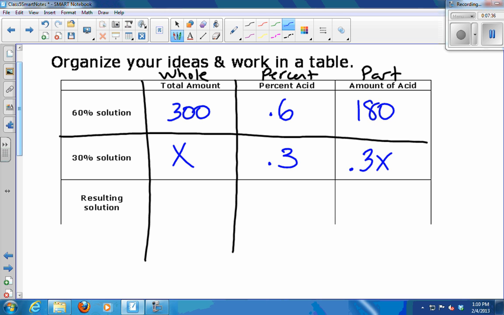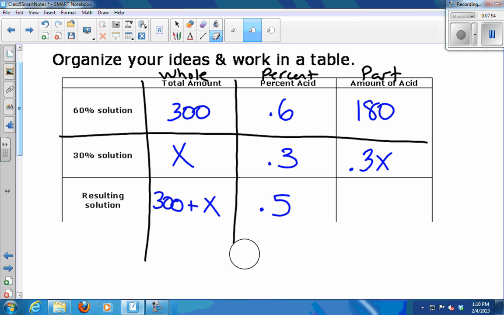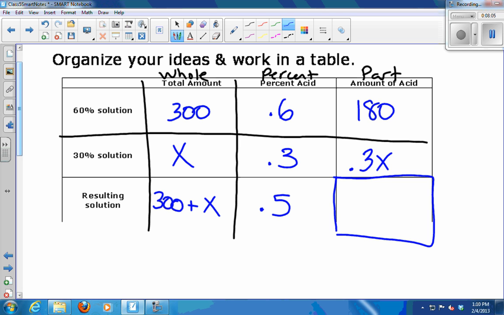My resulting solution after I've mixed the two, how much total liquid is going to be in there? 300 plus x, yeah. 300 milliliters plus the x milliliters I poured in. It's going to be 50% solution. Now I just have one box of information to fill in. And I have two ways to calculate that last box.